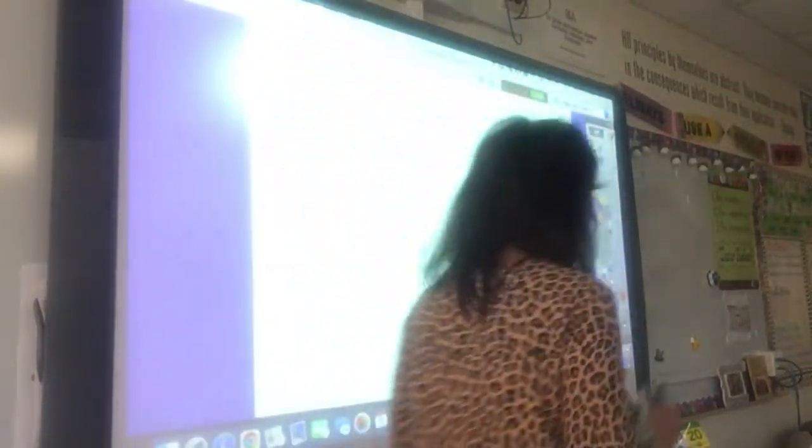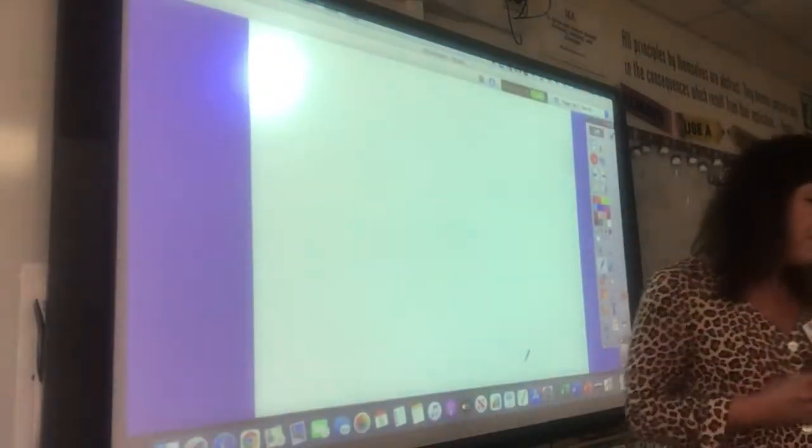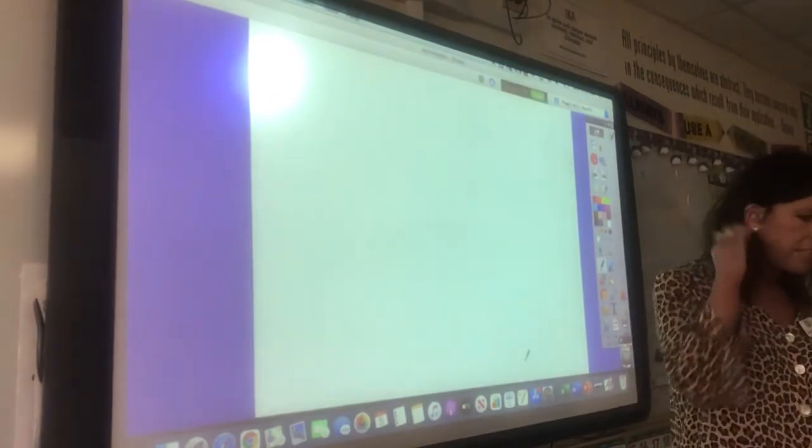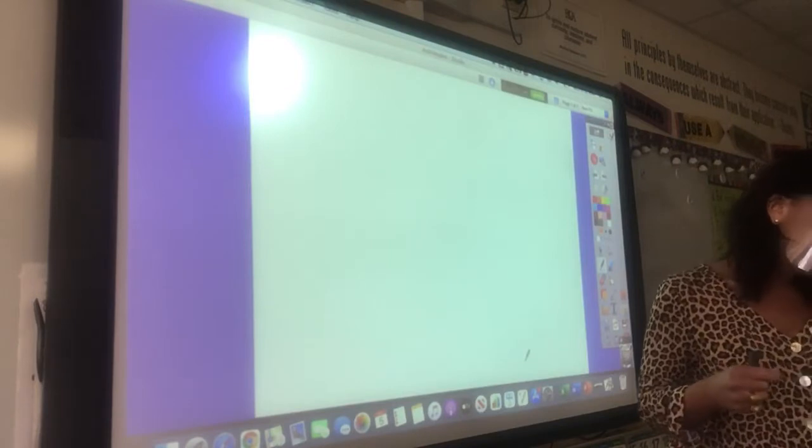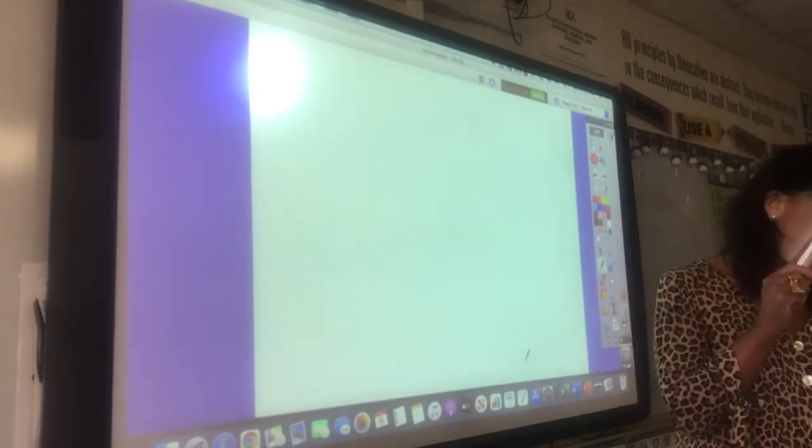Again, on your next empty page, if you will write dividing with decimals, okay? Super, super, super easy. Okay, so let's put this as our example.